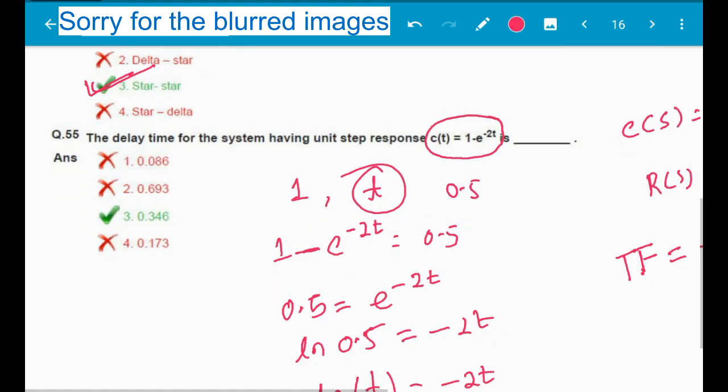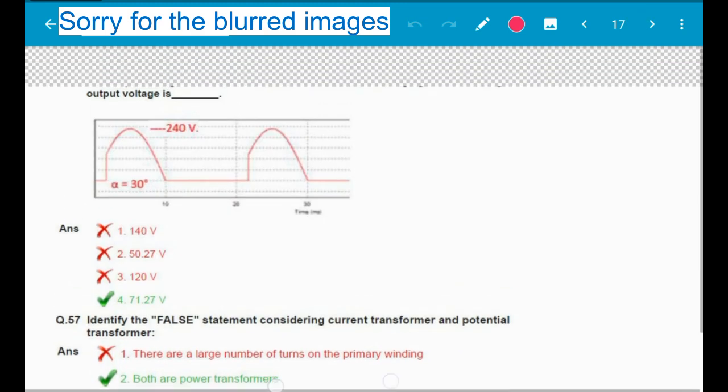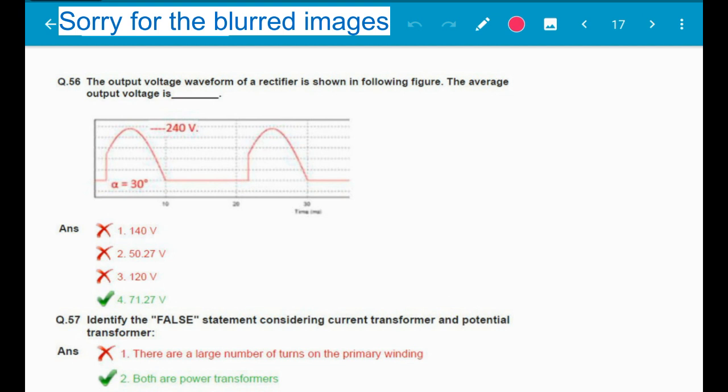So next question, number 56. The output voltage waveform of the rectifier is shown in the following figure. The average output voltage is dash. So here this is the single phase half wave controlled rectifier output, and we have to directly apply the formula and get the answer.